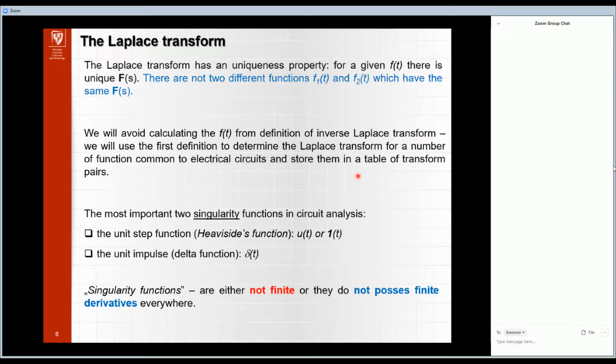The unit step function, also called the Heaviside function, which we write as u(t) or 1(t). And the second singularity function, the unit impulse. It is the delta function. Okay.